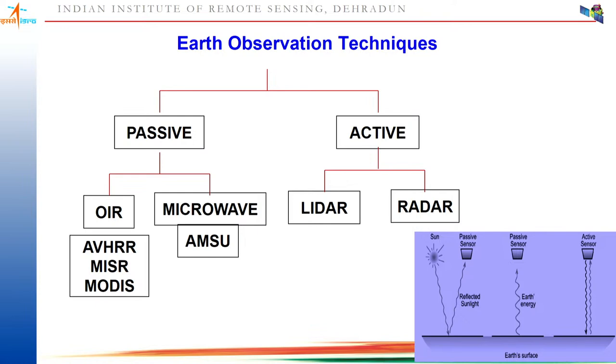When we talk about Earth observation, you know that there is passive and active. Passive, of course, senses reflected radiation, and active has its own source. In passive sensors there are optical sensors and microwave sensors. In active sensors we have lidar and radar and so on. Different processes can be sensed through different sensors. We will discuss in detail in the coming slides.